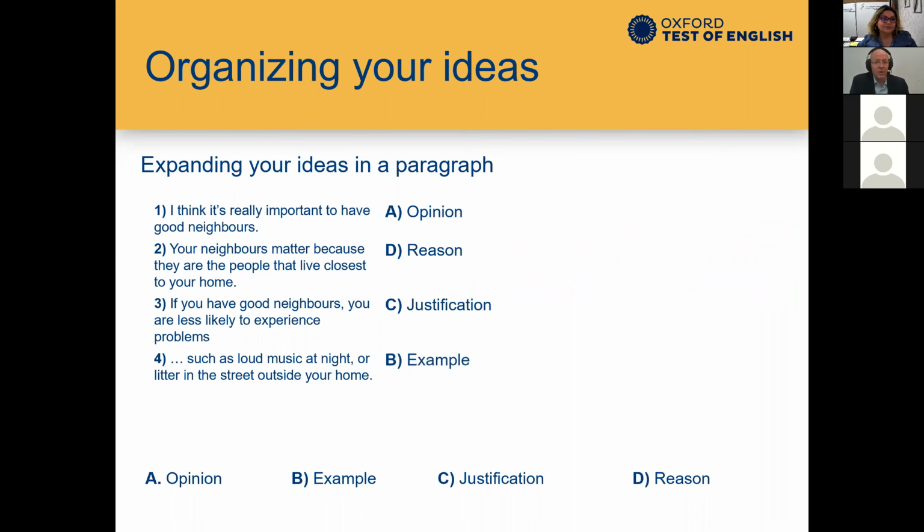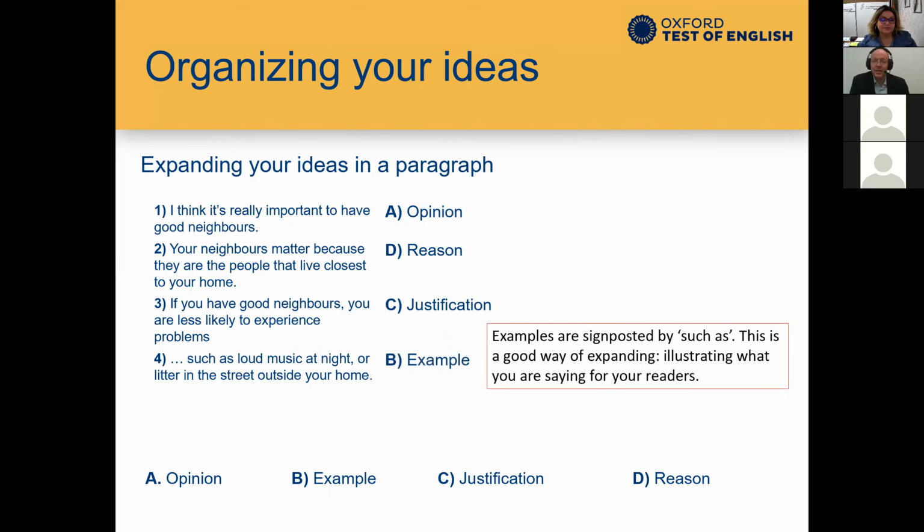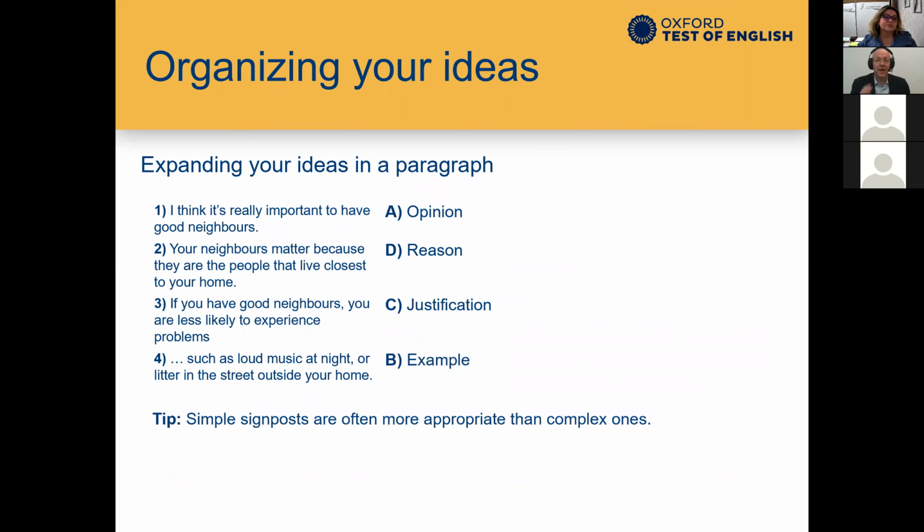And here we've got an example of that justification. For example, loud music at night, litter in the streets, and expressions like such as, for example, for instance, okay? This helps you also to expand and to illustrate your argument. Okay, so one more thing. Simple signposting is often more appropriate than complex ones. Also, remember that you have a limit of words that you can write.